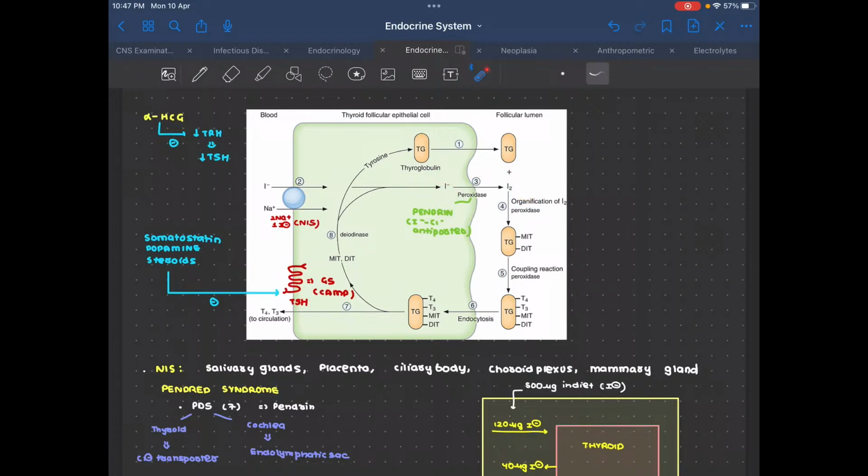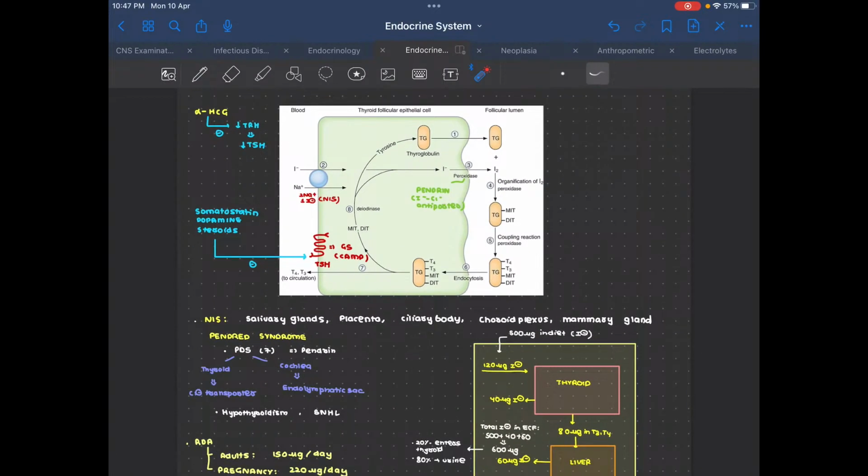Via which transporter? Here we have another transporter, that is pendrin. Whenever this pendrin undergoes mutation, then we get something known as Pendred syndrome. Okay, Pendred syndrome, what do we have? One thing, obviously we're going to have hypothyroidism. The second thing is sensorineural hearing loss. So the duo of hypothyroidism and sensorineural hearing loss is your Pendred syndrome.